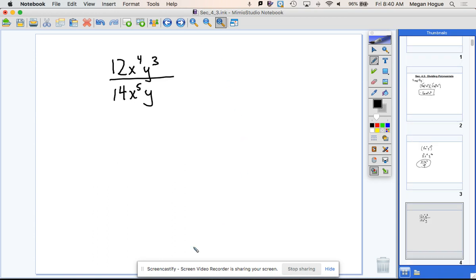This one I've got 12x to the 4th, y to the 3rd, over 14x to the 5th, y. Kaylee, you see one thing I can do? Simplify the 12, 14. Yeah, so both of these are divisible by 2. So 6 and 7.